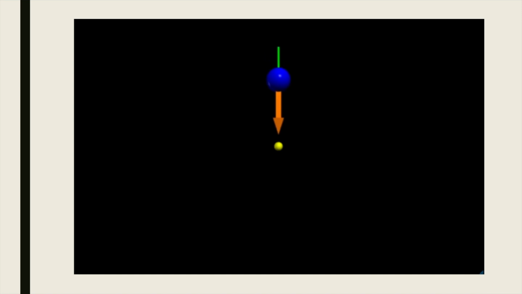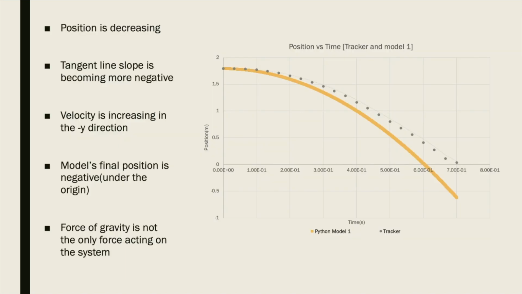So in GlowScript, the model came out like this, but one bad thing about it was that it landed way under the origin, when in real life it just landed at the origin. When we compare it with the other graph, we see that the position is decreasing in both, and the tangent line slope is becoming more negative, meaning the velocity for both is increasing in the negative y direction. But we see that Model 1's final position is negative, so that means the force of gravity is not the only force acting on the system.